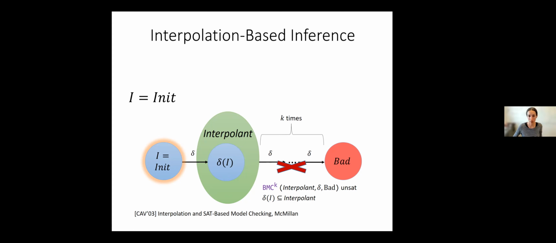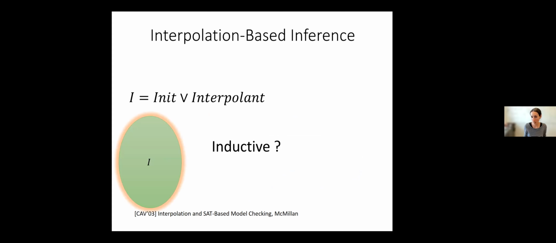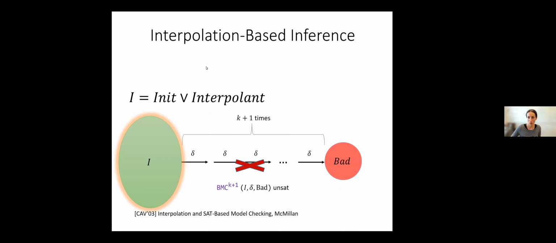So we compute such an interpolant, we extend our candidate I with this interpolant. This is our new candidate I. Again, we ask, is it inductive? If it is, we are done. If it is not inductive, then again, we do the same thing. We check k+1 reachability to the bad states.